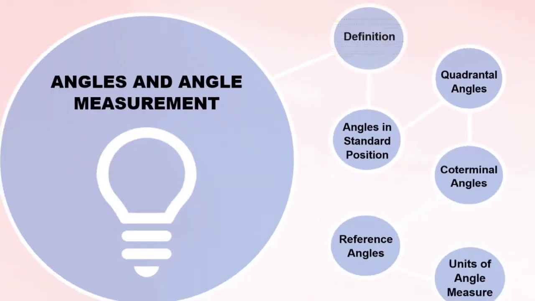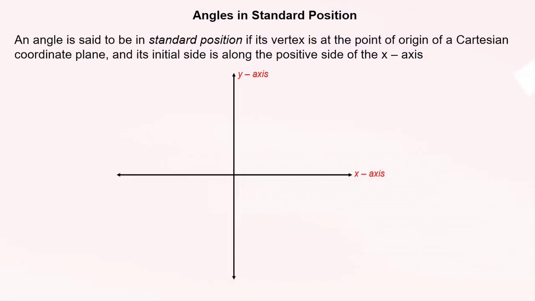An angle is said to be in standard position if its vertex is at the origin of a Cartesian coordinate plane and its initial side is along the positive side of the x-axis. This is an example of an angle in standard position. The initial side lies on the positive side of the x-axis and the vertex is at the origin.